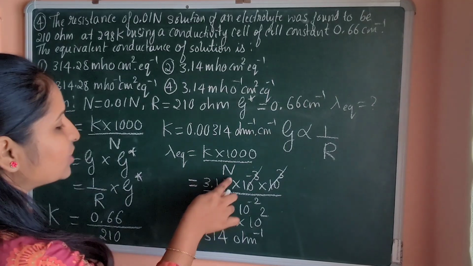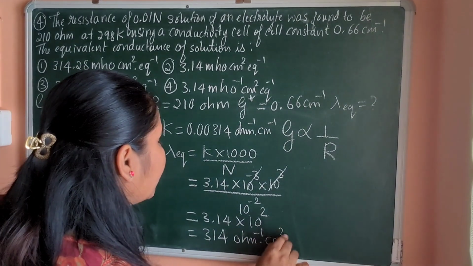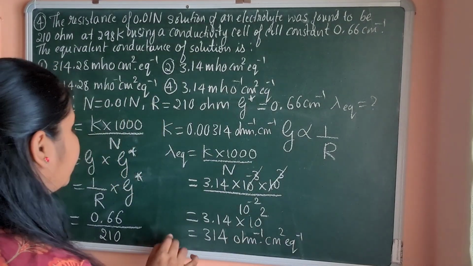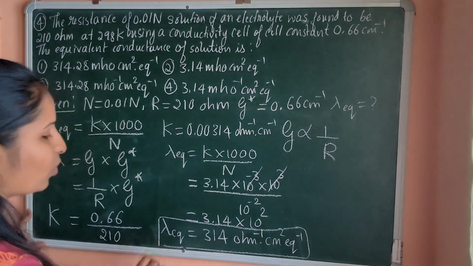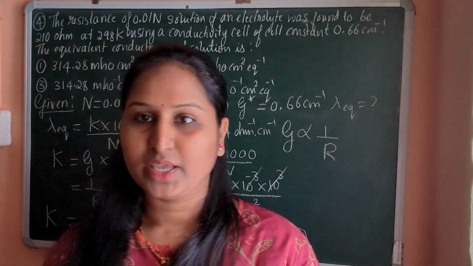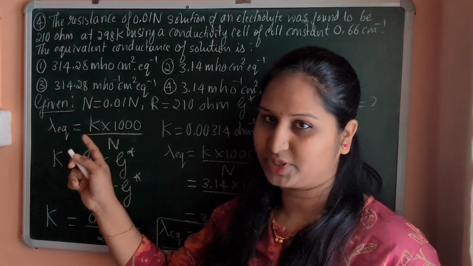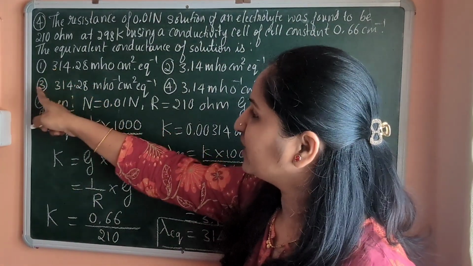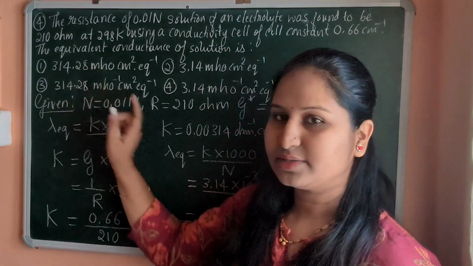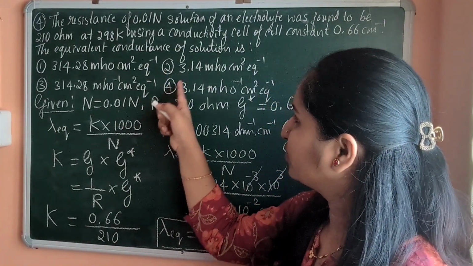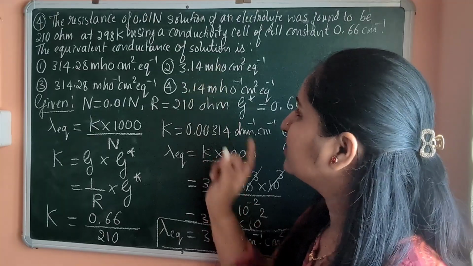Next, as normality values are there, the unit becomes centimeter square per equivalent. So lambda EQ is equal to 314 per ohm centimeter square per equivalent. Whether we have this unit in the given question: if you look at the options properly, the first option and the third option values are the same, only the unit is different. And the second option and fourth option values are the same, 3.14, only the unit is different.